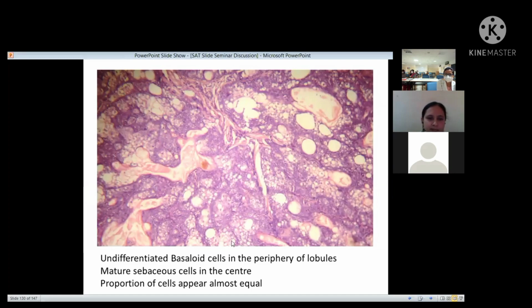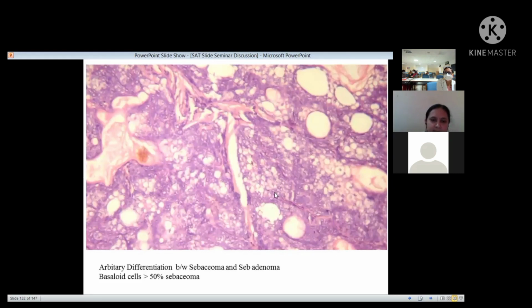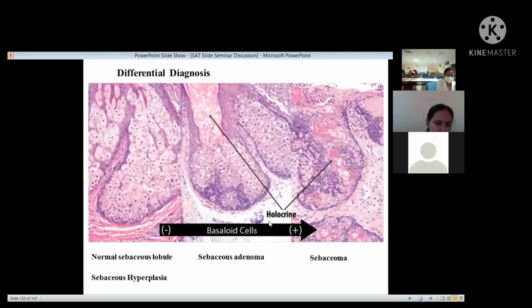So the undifferentiated cells, and we have to look for the proportion of these undifferentiated cells and the mature cells. If you look in this picture, usually the proportion is almost equal, but here we do see that the basiloid cells are outnumbering the mature cells. So that differentiation between sebaceous carcinoma and sebaceous adenoma, I feel it is arbitrary. Whenever basiloid cells are more than 50%, we call it a sebaceous carcinoma, and if the mature cells are more than 50%, we call it a sebaceous adenoma. So they exist on the two ends of the spectrum.